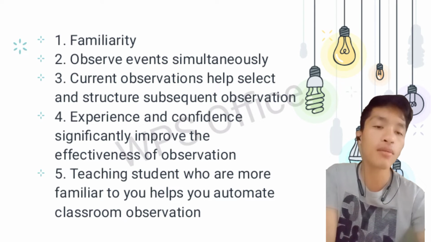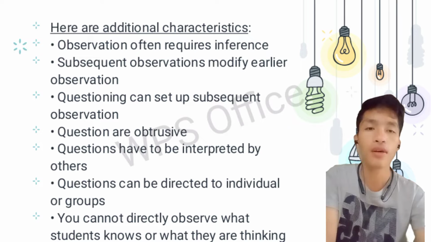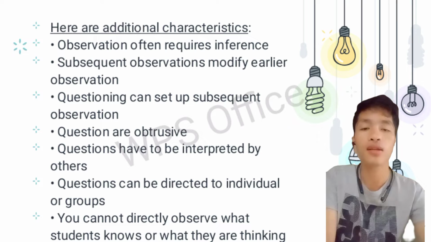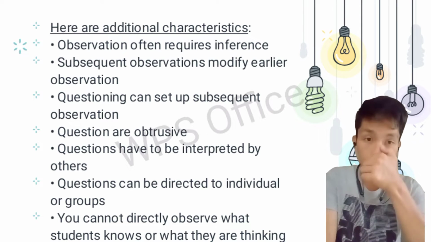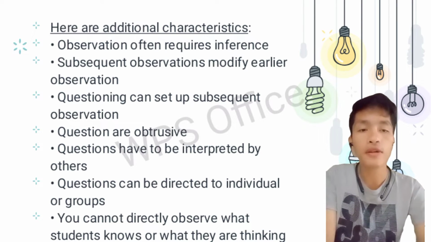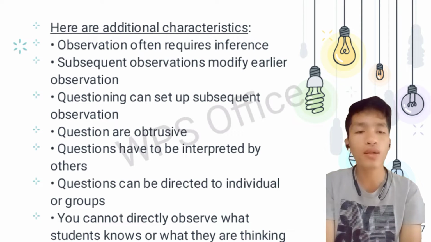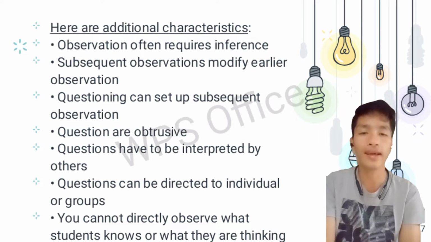And here are some additional characteristics of informal observation. Observation often requires inference. Subsequent observations modify earlier observation. Questioning can set up subsequent observation. Questions are obtrusive. Questions have to be interpreted by others. Questions can be directed to individuals or groups. You cannot directly observe what students know or what they are thinking.